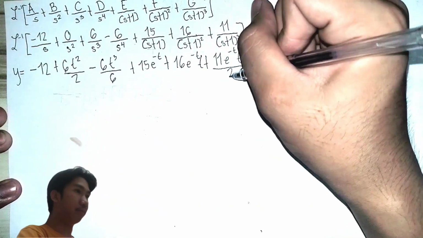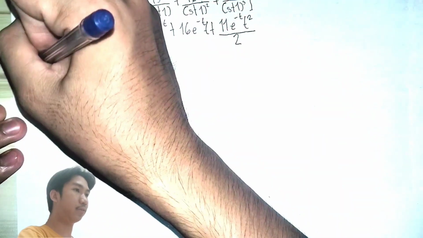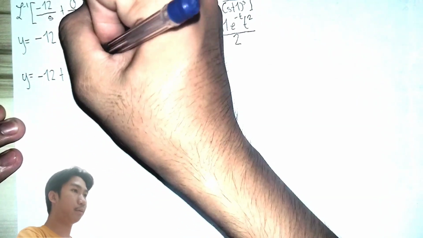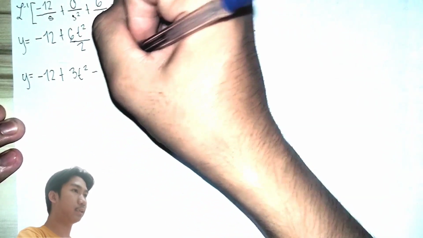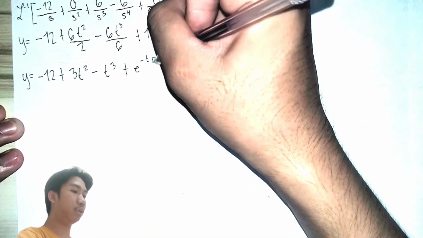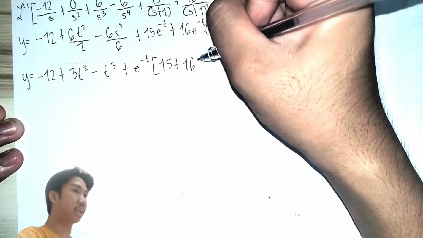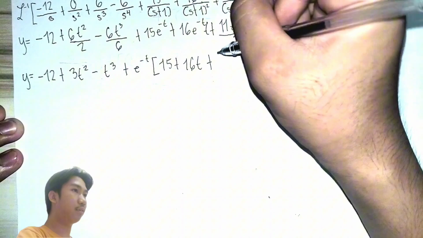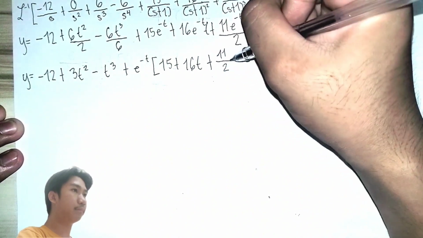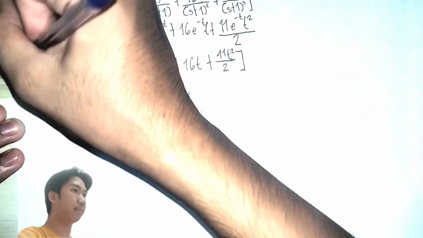By simplifying our equation, y is equal to negative 12 plus 3t squared minus t cubed plus e raised to negative t multiplied to the quantity of 15 plus 16t plus 11 t squared all over 2, and that is our final answer.